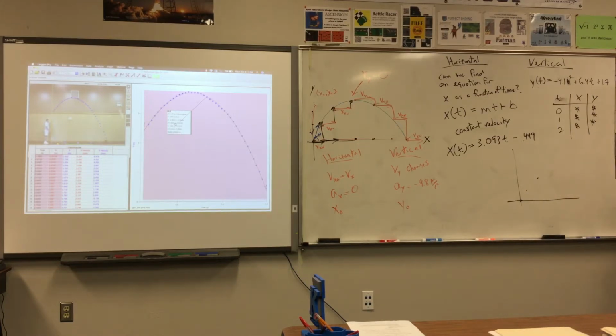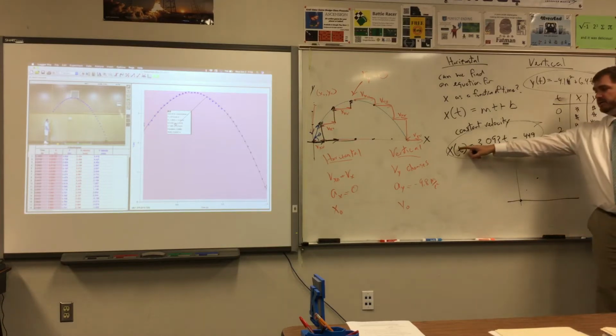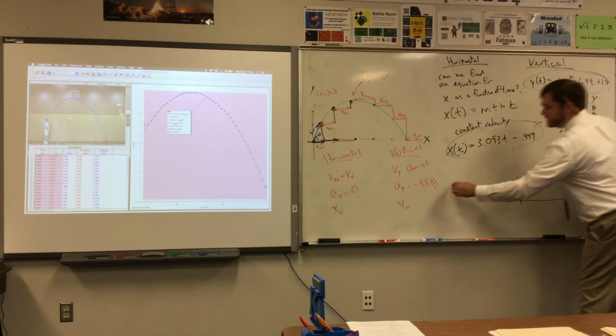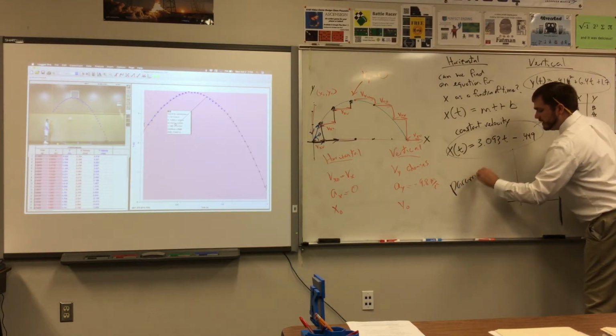Are you doing that by hand? No, we're not going to do that by hand. We're going to have the calculator do this. But what this is called, where you've got the X and the Y, and they both depend on time, where X is dependent on time and Y is dependent on time, is something called parametric equations.